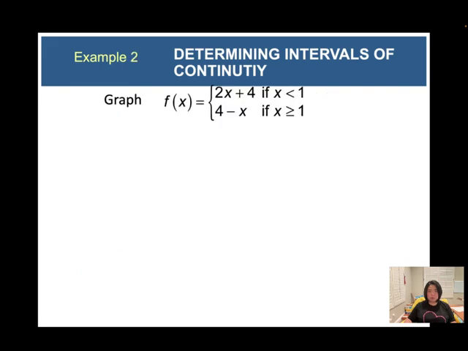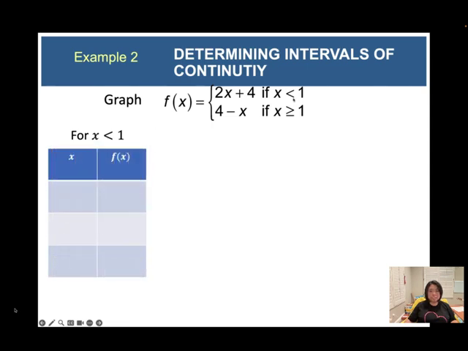Example 2. We do have a function f of x, because this is a piecewise function. When x is strictly less than 1, we're going to use the first equation. When x is greater than or equal to 1, then we're going to use the second equation, 4 minus x. Okay, let's start graphing using the table.